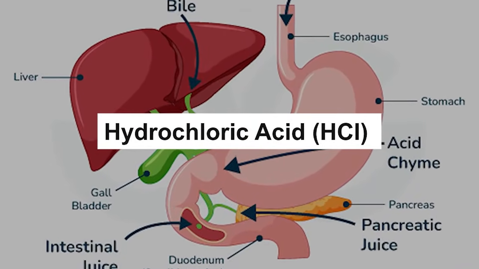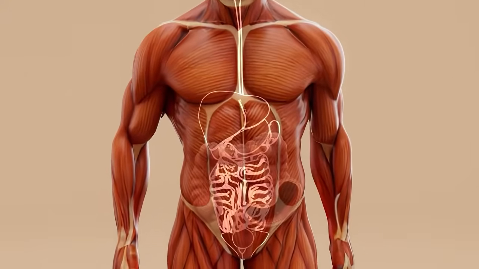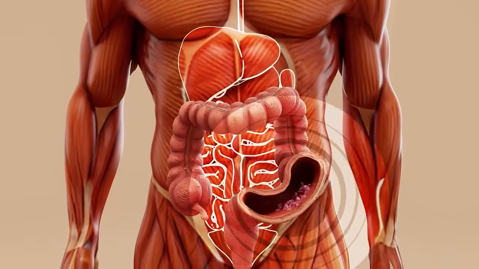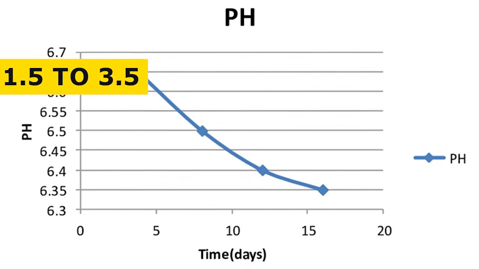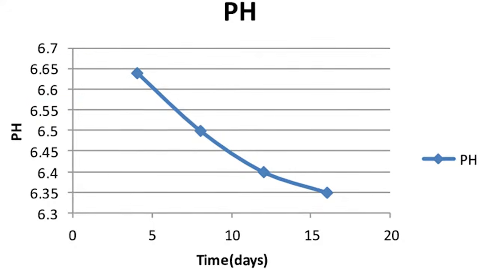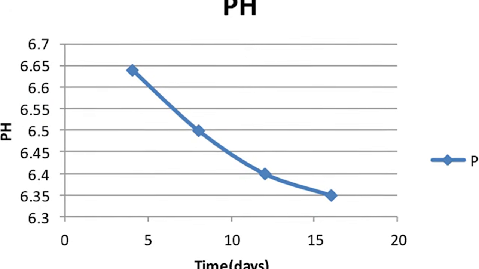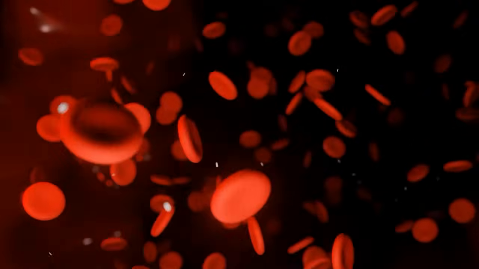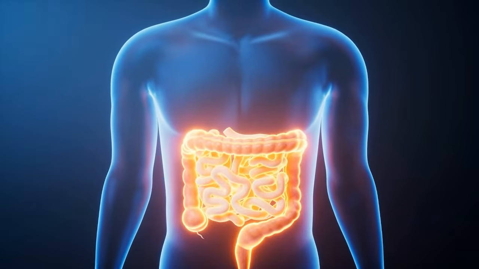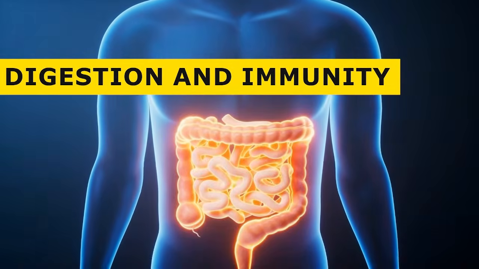Gastric juices and secretions. Hydrochloric acid. Hydrochloric acid is secreted by the parietal cells and maintains the stomach's highly acidic environment, with a pH ranging from 1.5 to 3.5. This acid denatures dietary proteins, facilitates the activation of pepsinogen into pepsin, and destroys ingested pathogens, thereby playing a crucial role in both digestion and immunity.